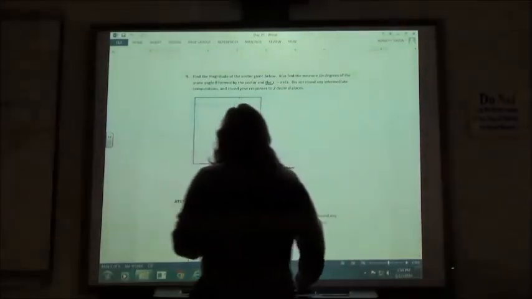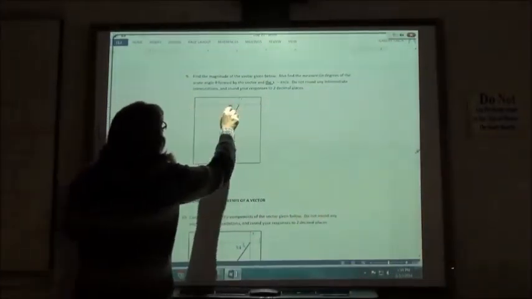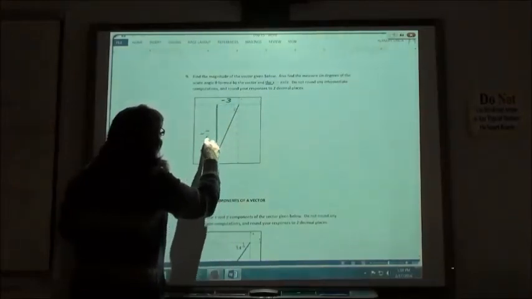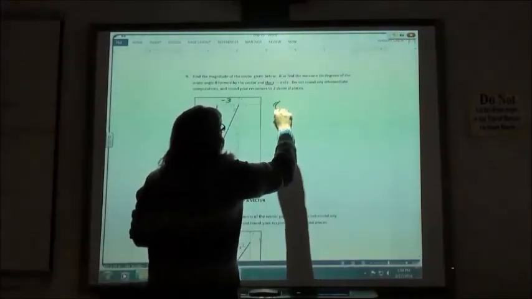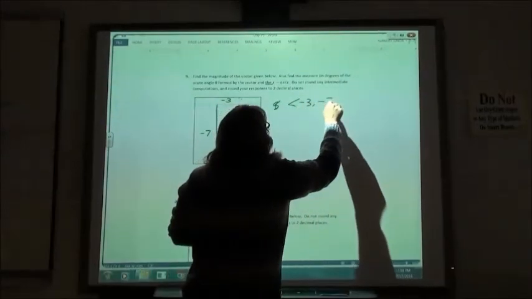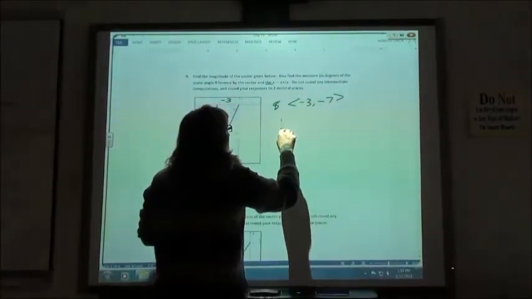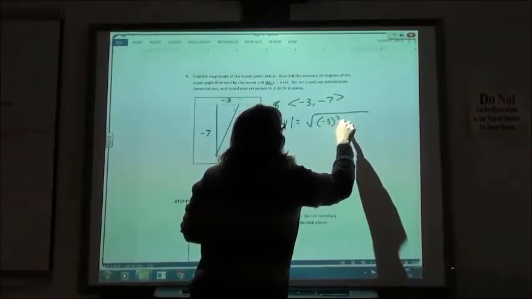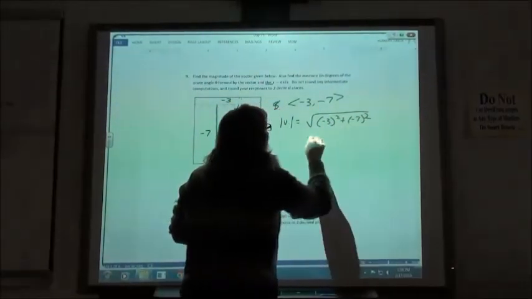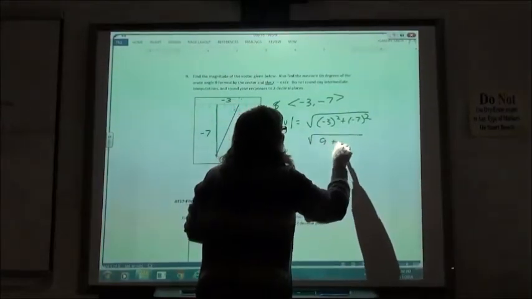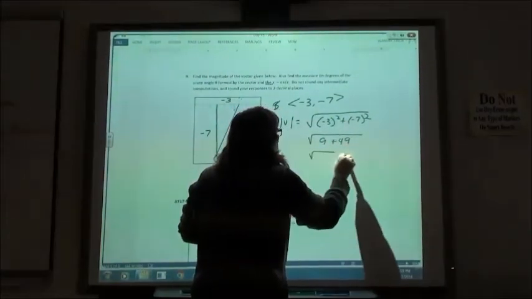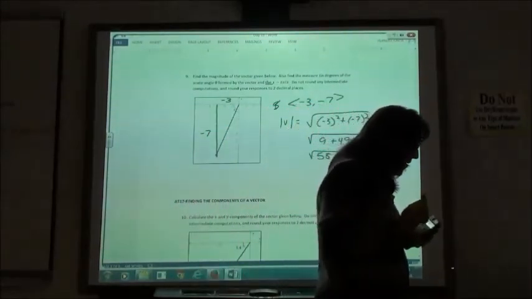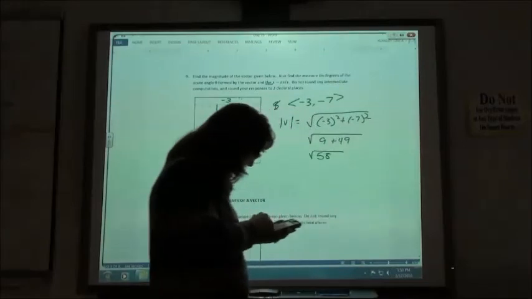Number 9, same kind of thing. This would give me -3 in my x direction, -7 in my y direction. So my magnitude would be the square root of -3 squared plus -7 squared. So that would be 9 plus 49, which would give me the square root of 58.